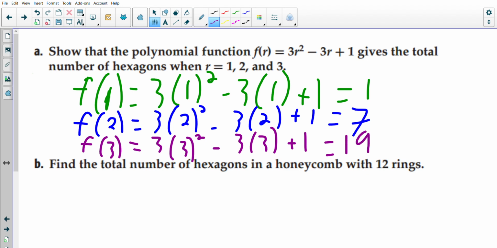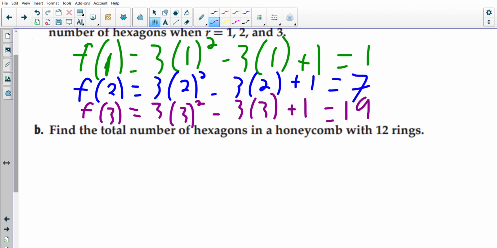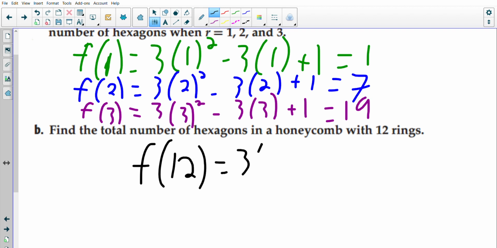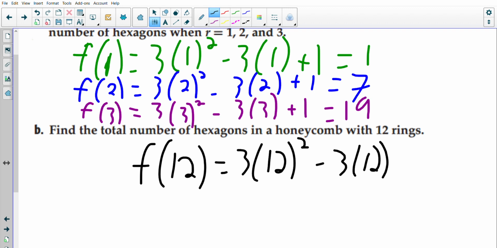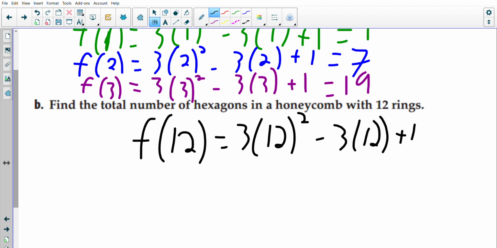So now find the total number of hexagons in a honeycomb with 12 rings. Well, now we're just, again, plugging in 12. So f of 12 is equal to 3 times 12 squared, minus 3 times 12 plus 1. Okay, so we've got to do a little work on this one. You might not be able to do this in your head. So we get 12 squared is 144, 144 times 3 is 432.